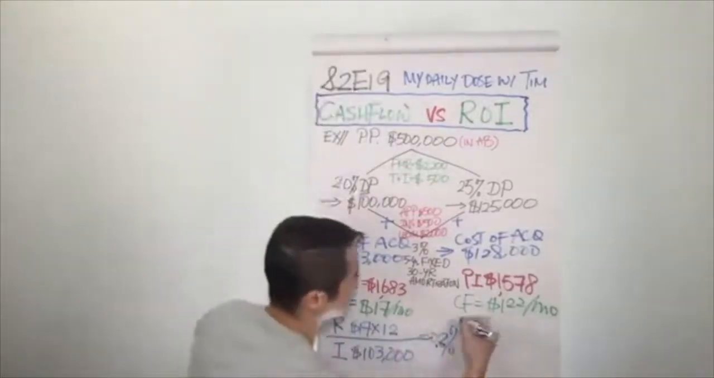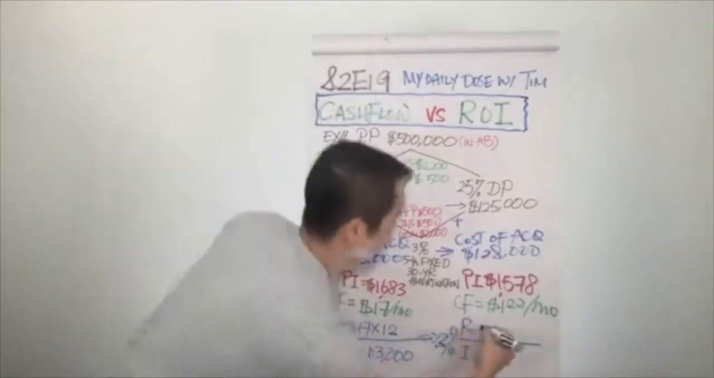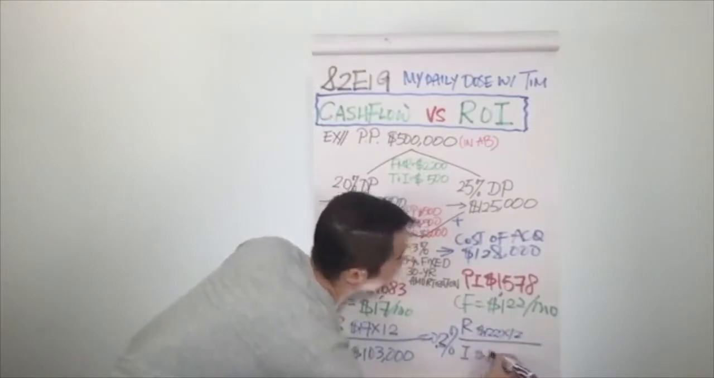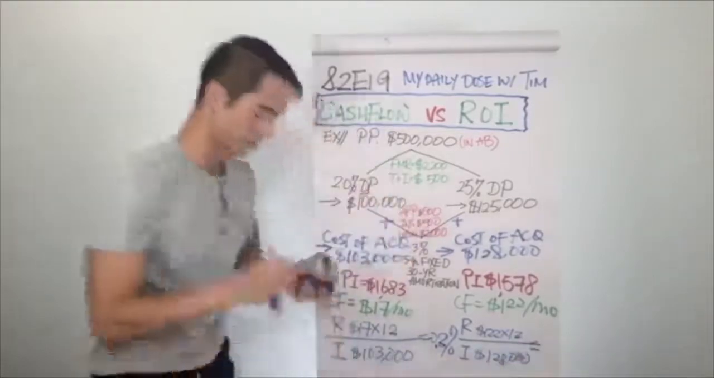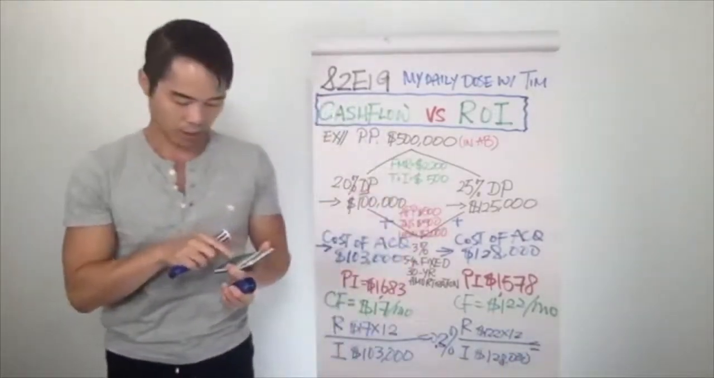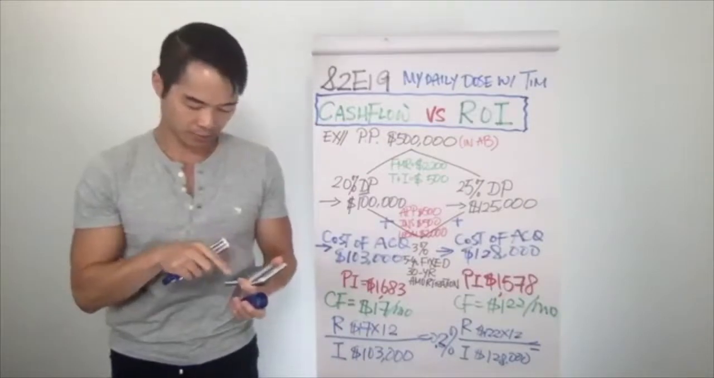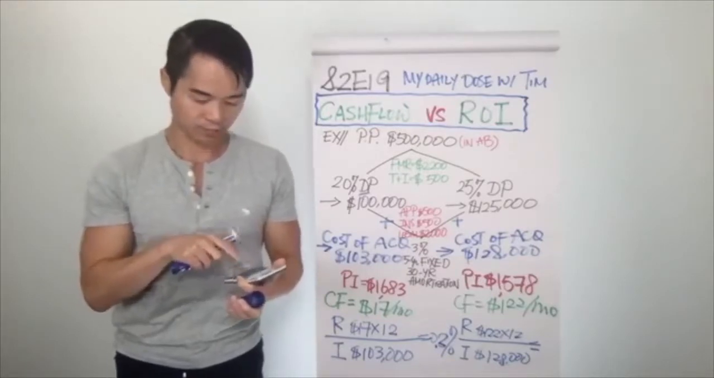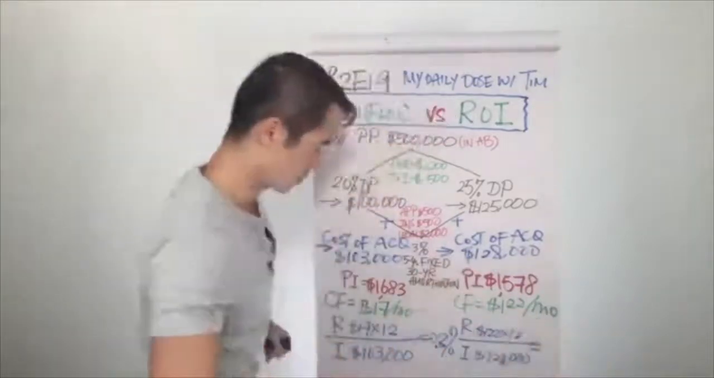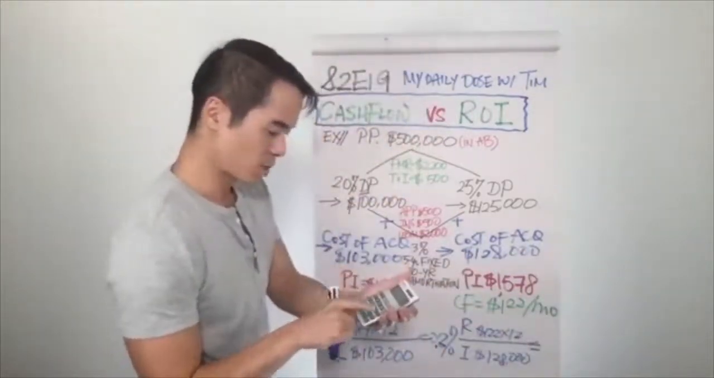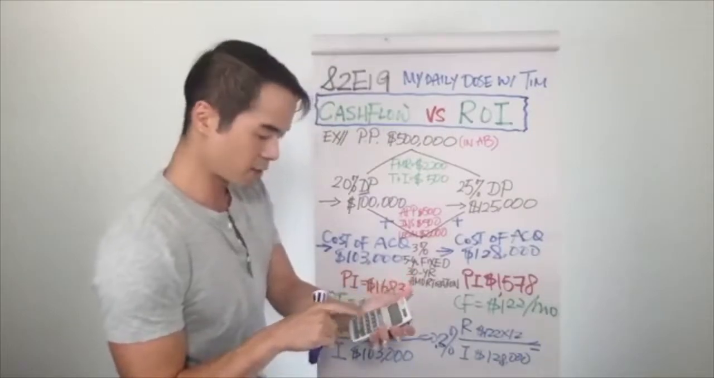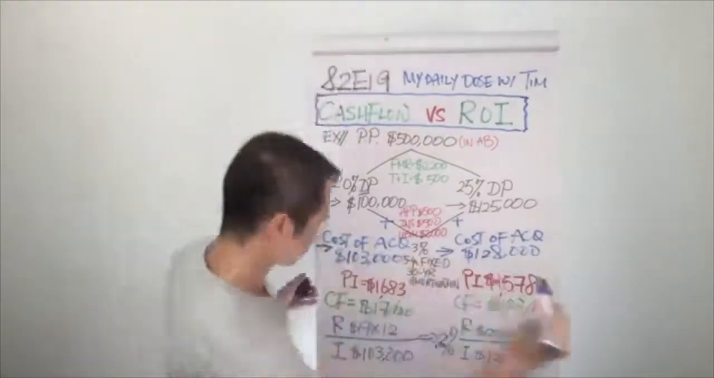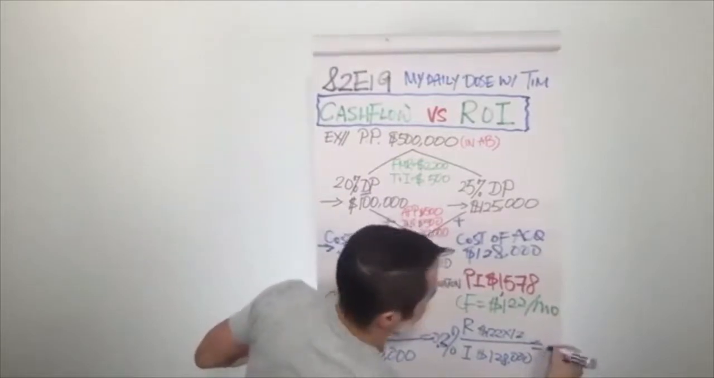Now, on the other side, same math, okay? So we have 122 times 12, and then divided by 128,000, and then times 100%. There we go. So 1.14.